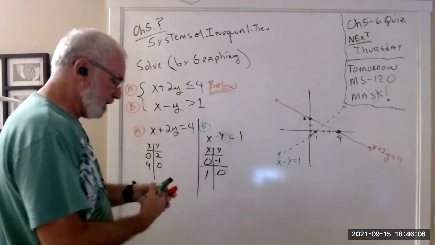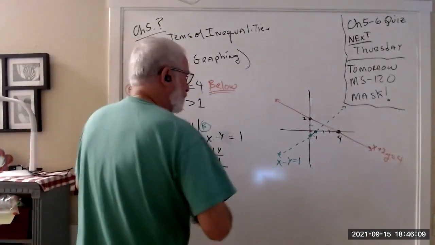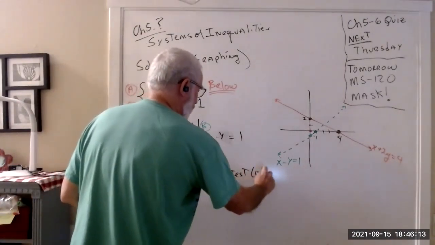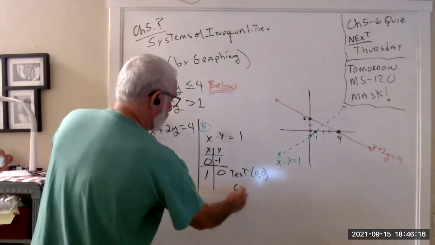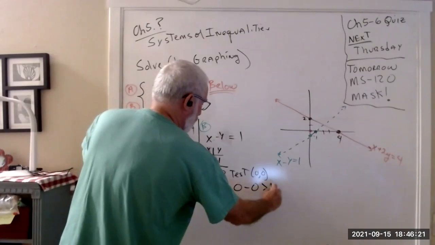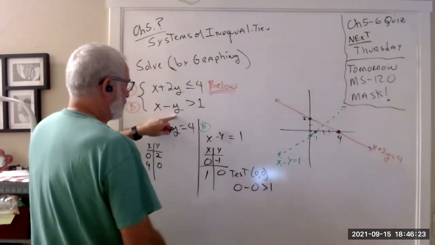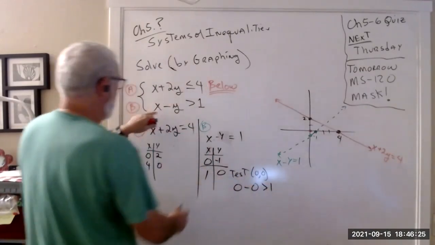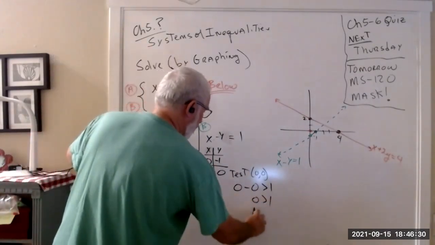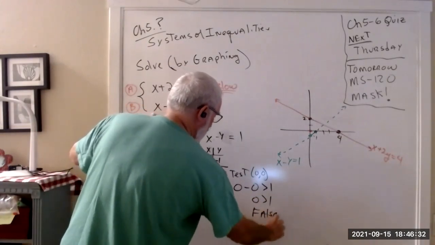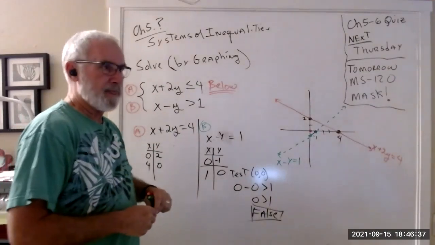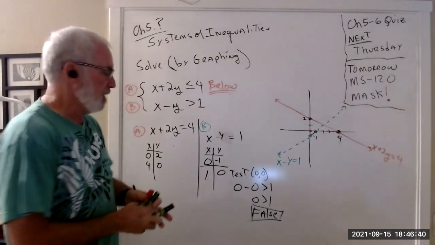So once again, let's test 0, 0 for the green line. Test 0, 0 for this one. So is 0 minus 0 greater than 1? So we're plugging 0, 0 into the second equation. So is 0 greater than 1? That's false. Okay, now we got to do some thinking. Okay, we got to do a lot of thinking.